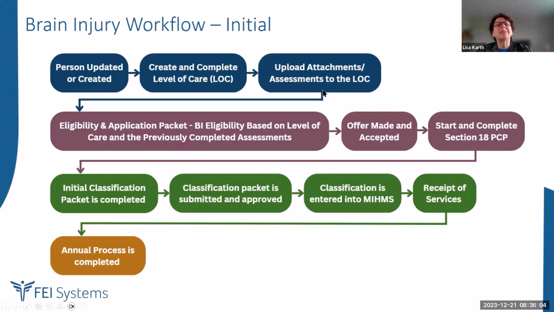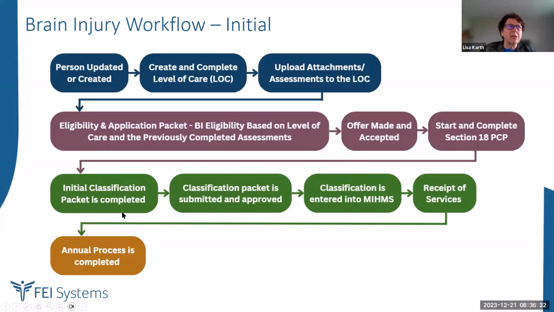There's attachments that you're going to upload to the level of care. There's the eligibility and application packet. This is determining the BI eligibility. And then an offer is made to the person, they accept it, and that's when you move into and complete the Section 18 PCP.